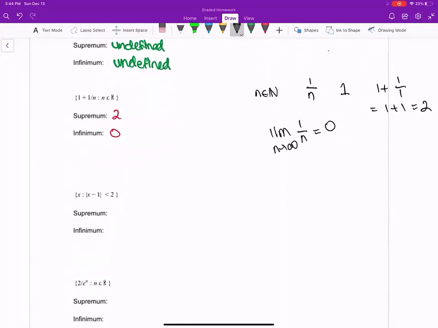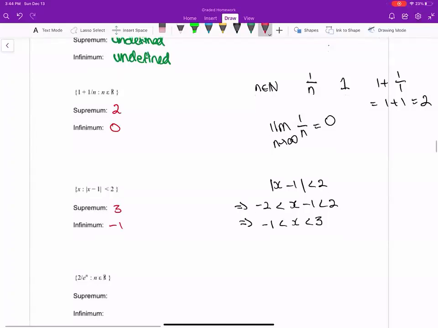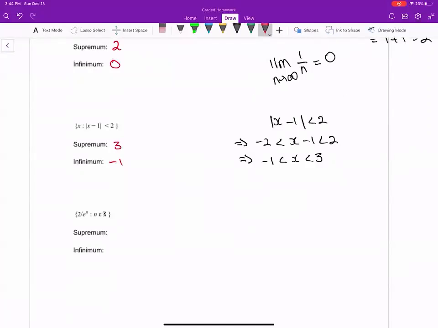Now, absolute value of x minus 1 less than 2. This is a pretty simple example. You just recall your absolute value properties. You just solve for x, which gives you minus 1 less than x less than 3. So you can put your values right there. There's a typo on this one. The 2 should be an n.